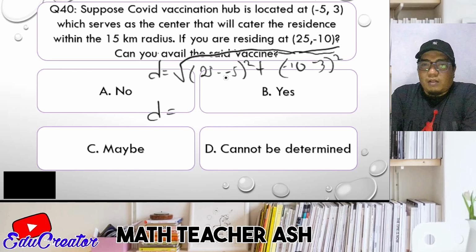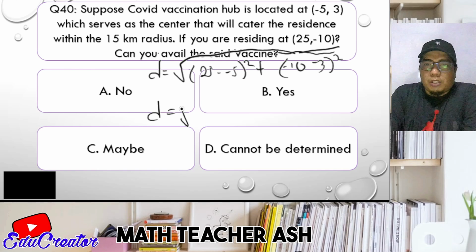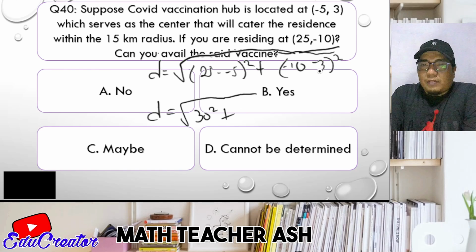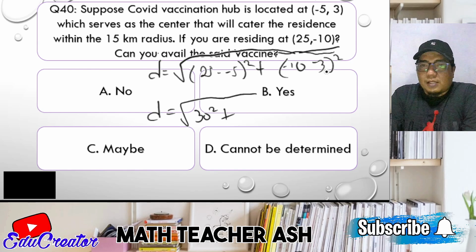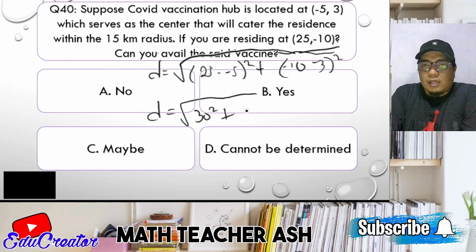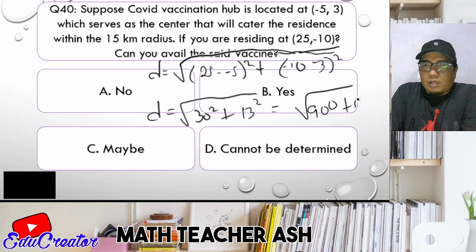Okay? So, 25 minus -5, that is 25 plus 5 na. So, that is 30. So, 30 squared. Okay. Then, plus -10 minus 3. So, -10 minus plus negative, magiging -13 yan. Then, 13 squared. That is, ilan na yun? 169 yata. Yan. So, this is 900 plus 169.